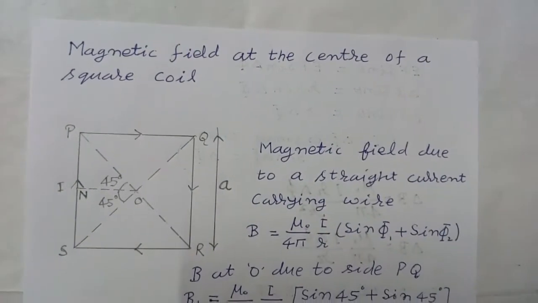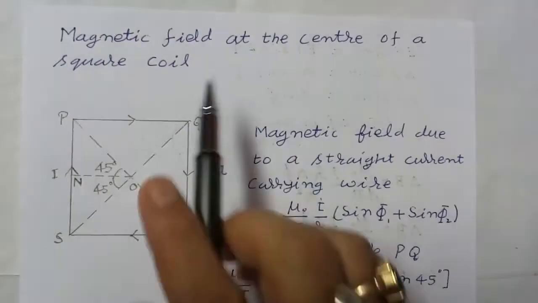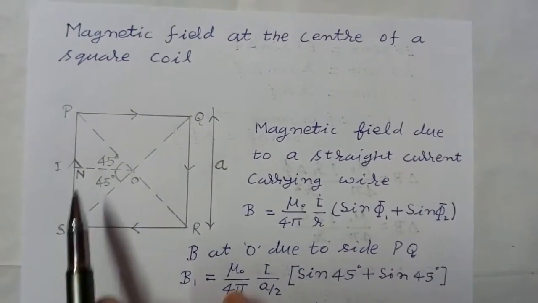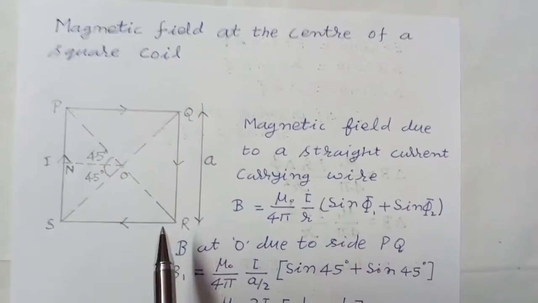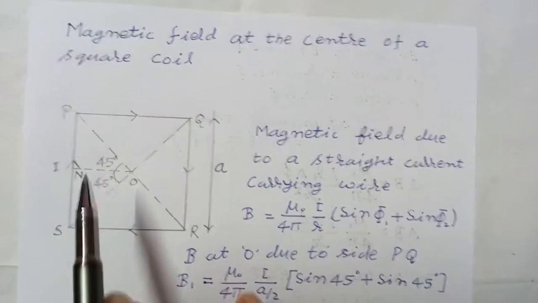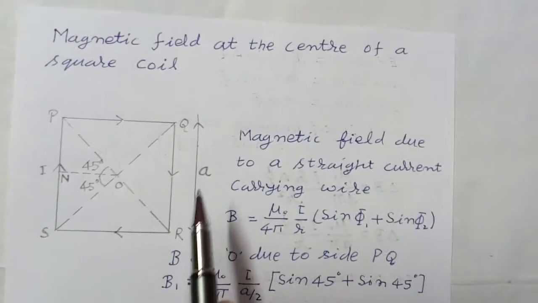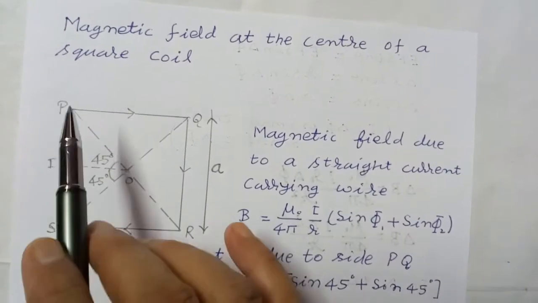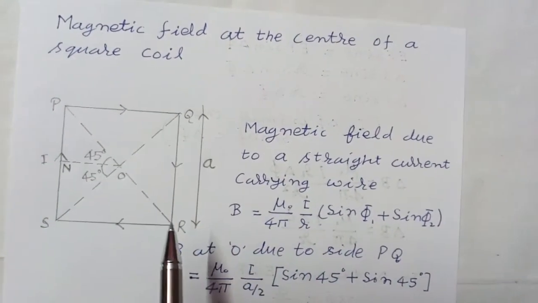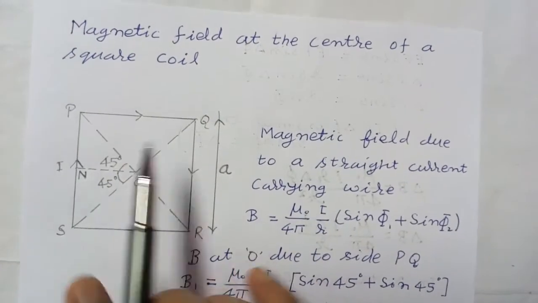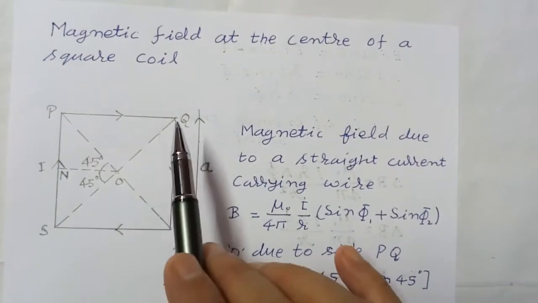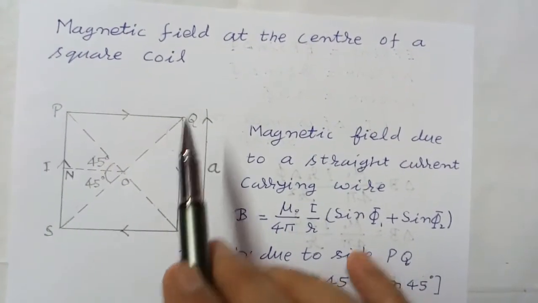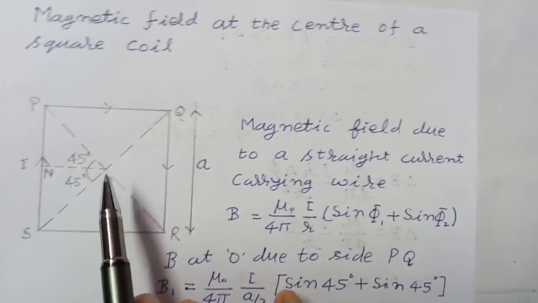In this video, we will derive a formula for the magnetic field at the center of a current carrying square coil. Suppose this is a current carrying square coil in which current I is flowing, and the side of the square is a. So the length of wire of each side is small a. Now we have to calculate the magnetic field at the center of this square shaped coil, at the point where the diagonals cross each other.